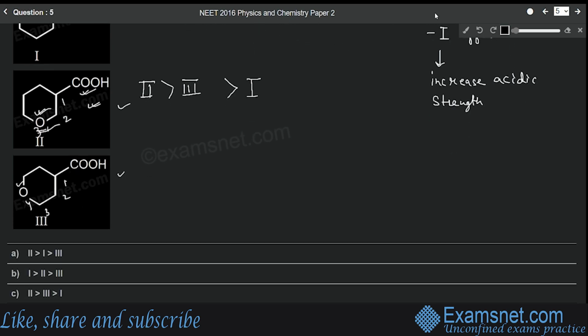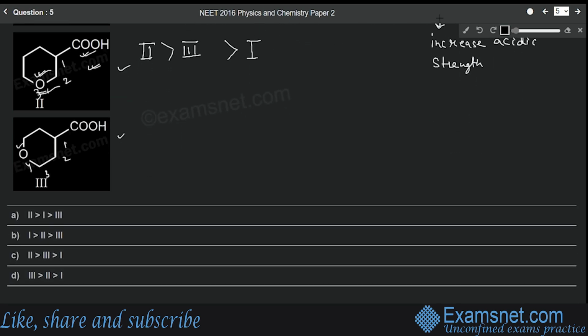Now let's see this sequence. You can see in option number C: second, then third, and then one. So option C is the correct answer.